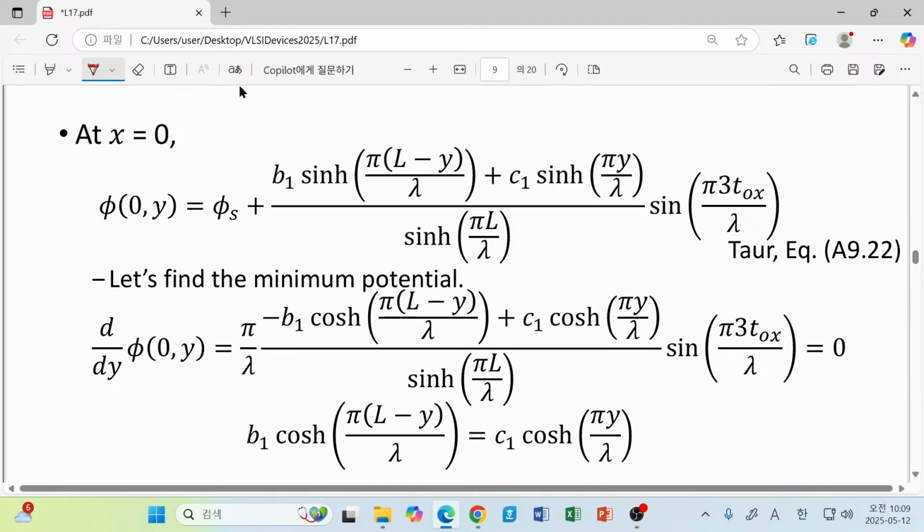So for example, taking just x equal to 0, what is x equal to 0? This is the silicon dioxide interface. Now we can have the profile along the y direction. So as you can see here, now you have an exponentially decaying impact of B1, and also we can have an exponentially decaying impact of C1.